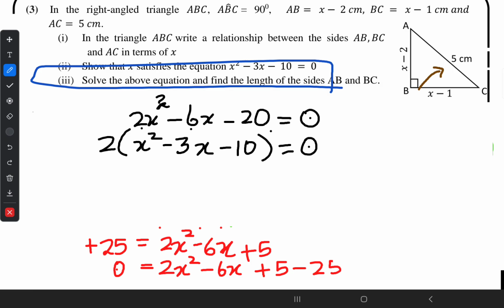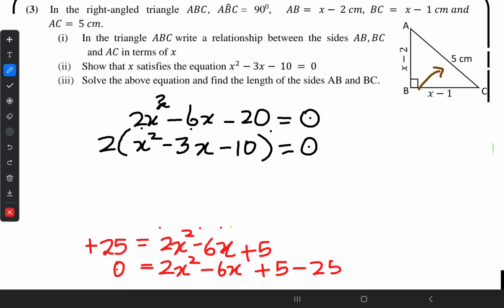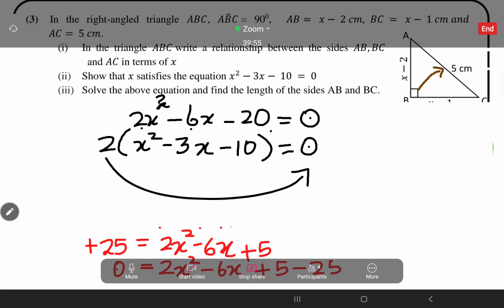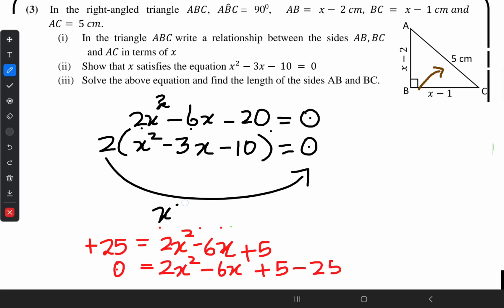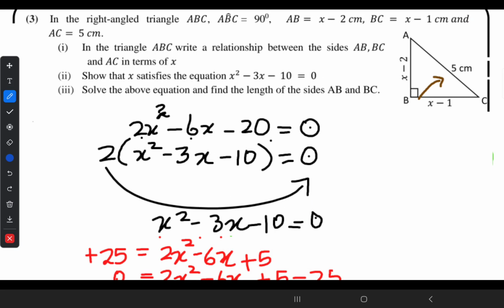Okay, that equals 0. This is the expression we had in this question. Accordingly, you should bring this 2 as a divisor to this side. So 0 divided by 2 is 0 again as well. So x cube minus 3x minus 10 equals 0. That's all we did over here.